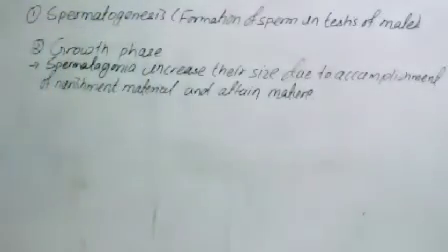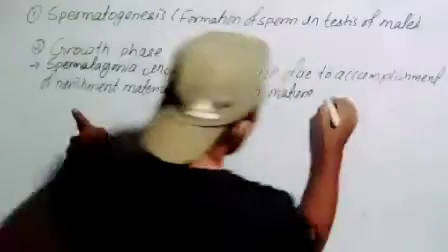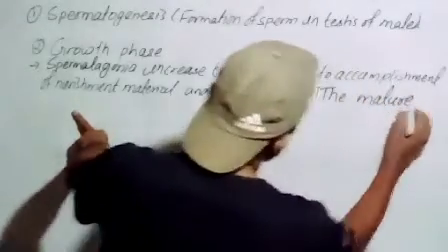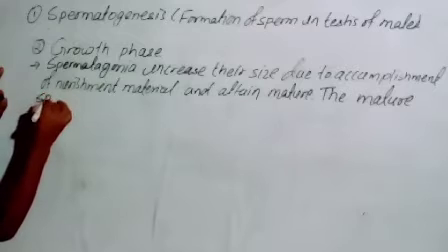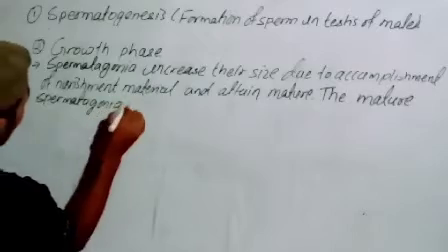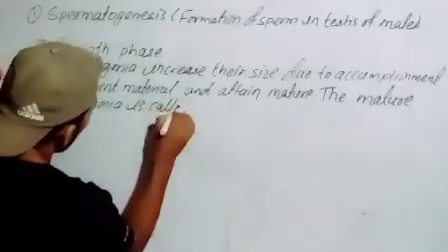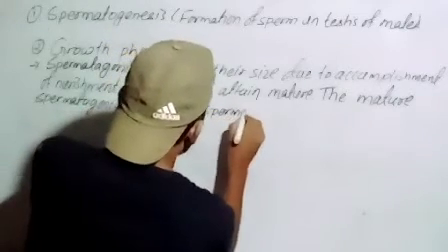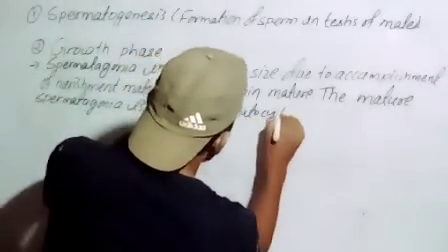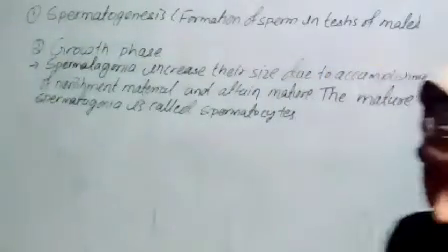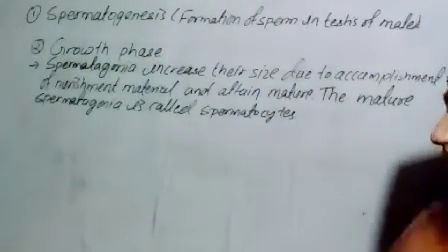Okay, the mature spermatogonia is called spermatocyte. Okay, spermatocyte. And that mature spermatogonia is called spermatocytes. Okay, is it clear?